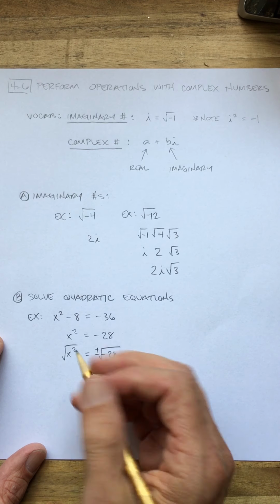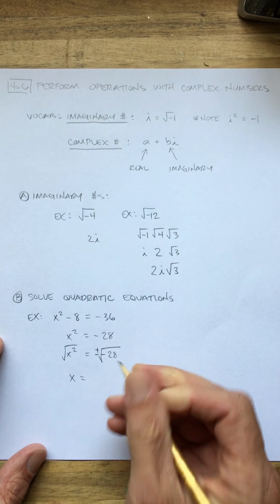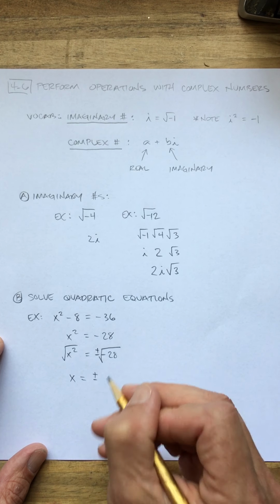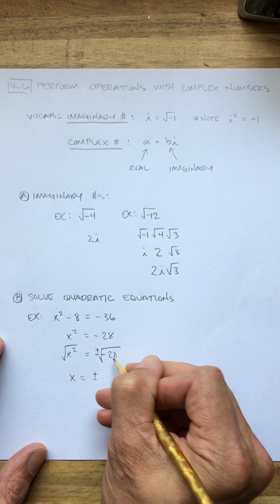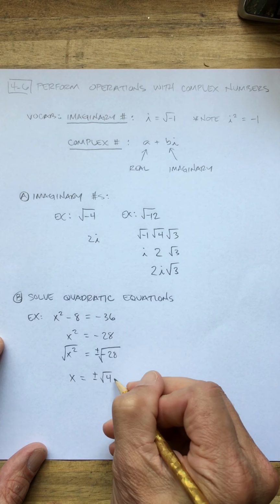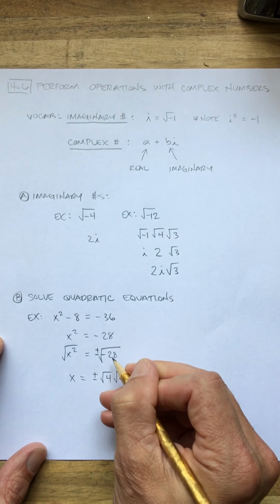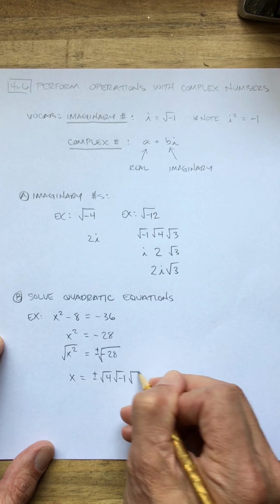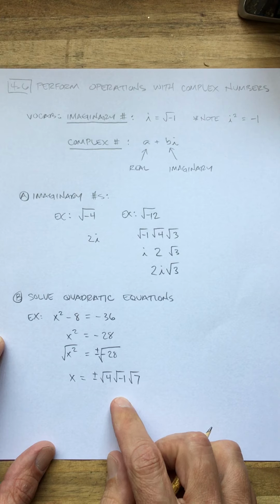All right, and now the square root of x squared is just x equals, now this is plus or minus. I'm going to write it in all the different factors, okay? So I know that 28 can be broken up into the square root of 4. Since it's negative, it's going to have square root of negative 1. And then it's square root of 4 times square root of 7 gives you square root of 28, so square root of 7. Now I wrote it like this because now watch this.